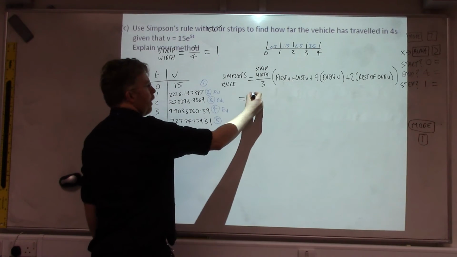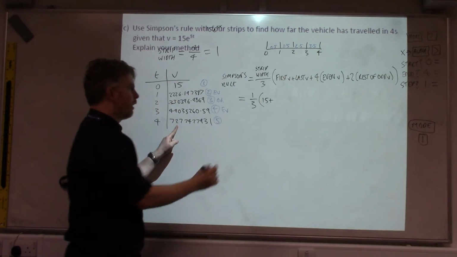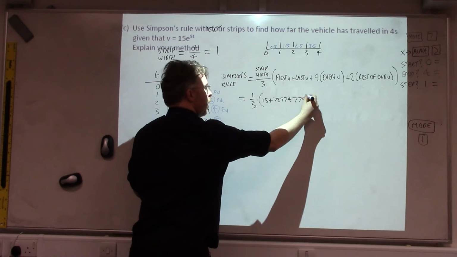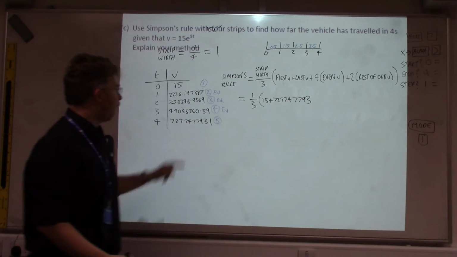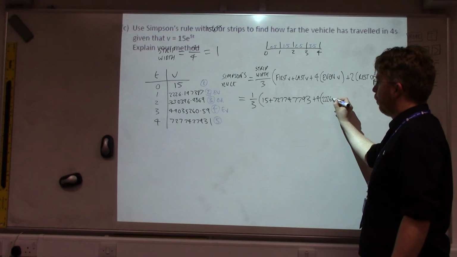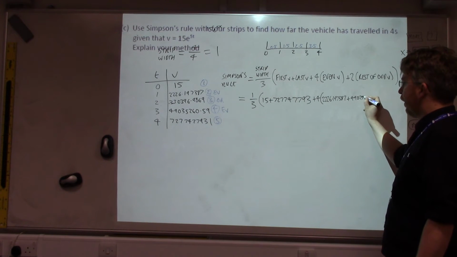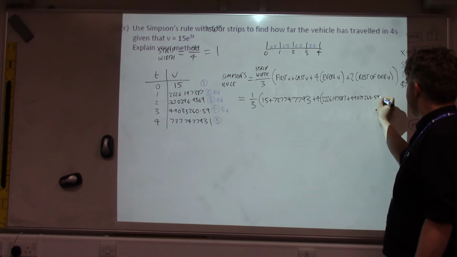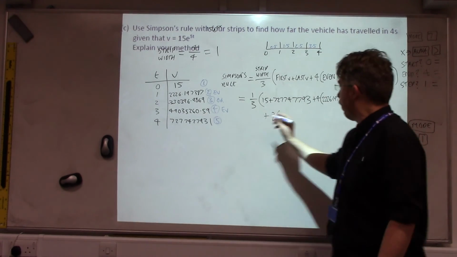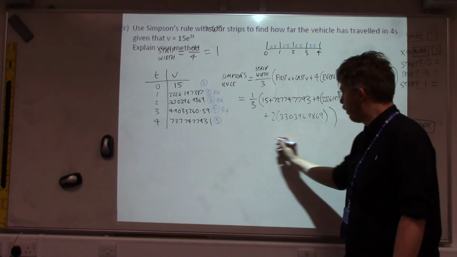So calculating, strip width 1 divided by 3, open bracket, first V is 15, plus last is 72774779331, so the last V there, plus 4 times even V, so the 2 in the 4th position, 2226.197387 plus 4903560.59, plus 2 times rest of the odds, well there's just this one, 330396.9869, close bracket, close bracket.